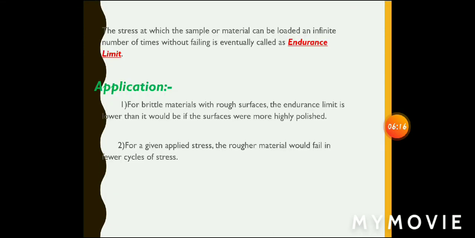Okay. The stress at which a sample of material can be loaded an infinite number of times without failing is called the endurance limit. That means if you're an athlete, you'll be continuously doing the exercise without getting fatigued, so his endurance limit is more. For application, for brittle materials with rough surfaces, the endurance limit will be lower. Why? Because a rougher surface will have more microcrack propagation and the fatigue will be more. So if you polish the material, you can increase the endurance limit. For a given applied stress, the rougher material would fail in fewer number of cycles.